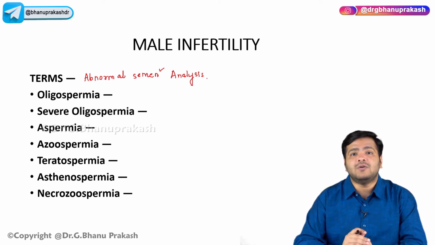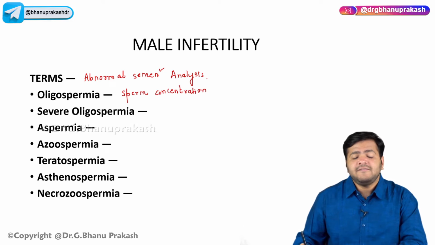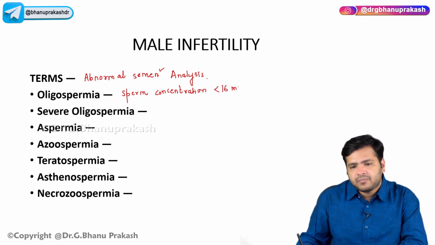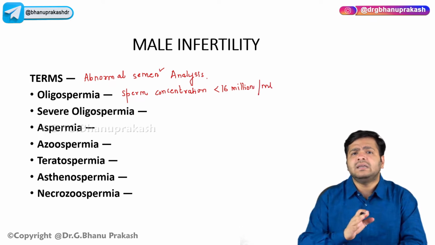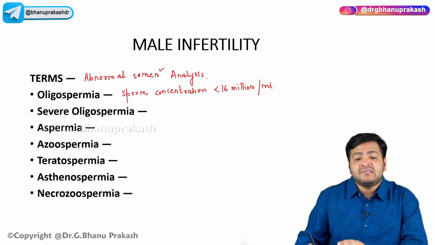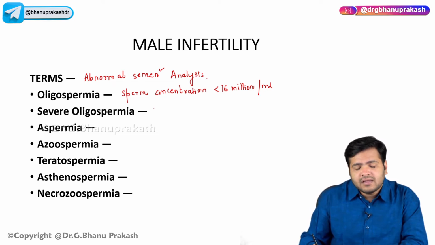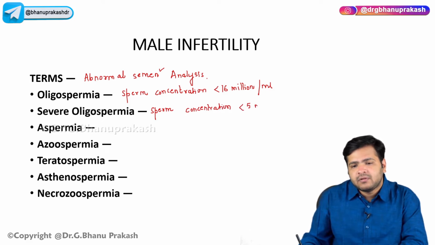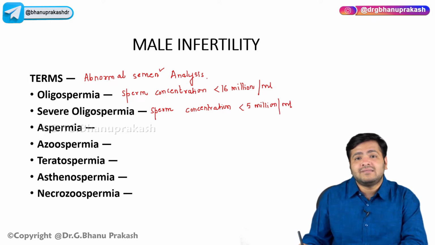The first one is oligospermia. Now, as per the new criteria, if the sperm concentration is less than 16 million per ml, then it is termed as oligospermia. Earlier, it was less than 15 million per ml, but as per the new criteria, it is less than 16 million per ml. Apart from that, remember severe oligospermia: if the sperm concentration is less than 5 million per ml, we term it as severe oligospermia.